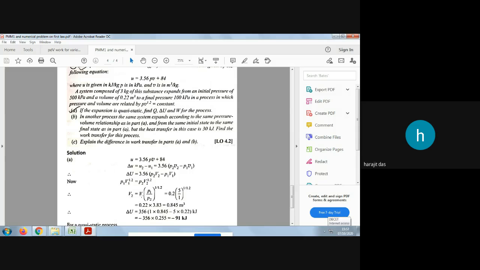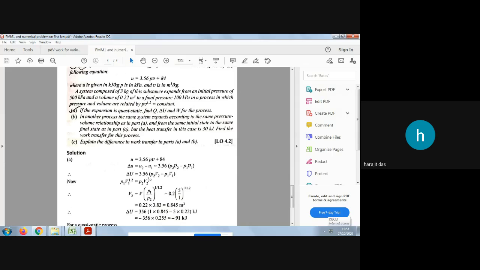Ultimately, you will get the volume in the second state after calculation, and its unit will be meter cube, because this is capital V. This is volume, not specific volume. If it is specific volume, it should be denoted by small v. So capital V2 we will get, it is 0.845 meter cube. So now you will be able to find out the change in internal energy.